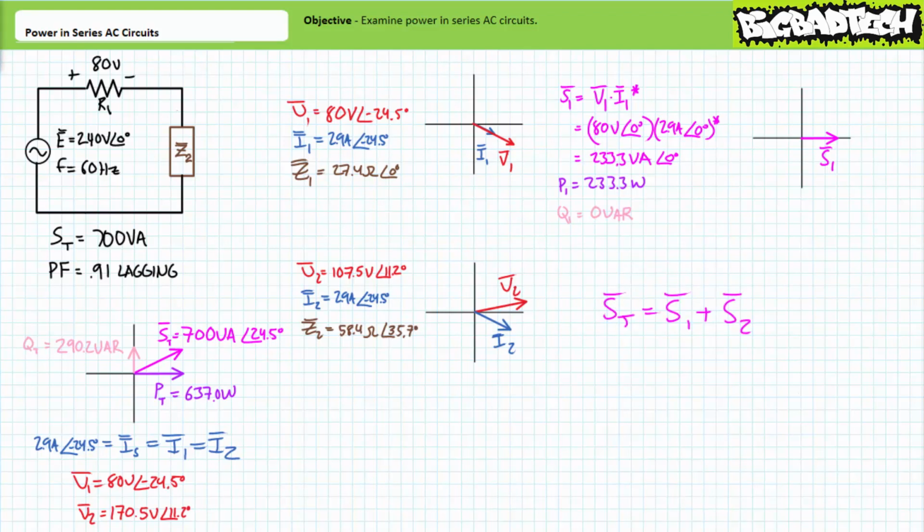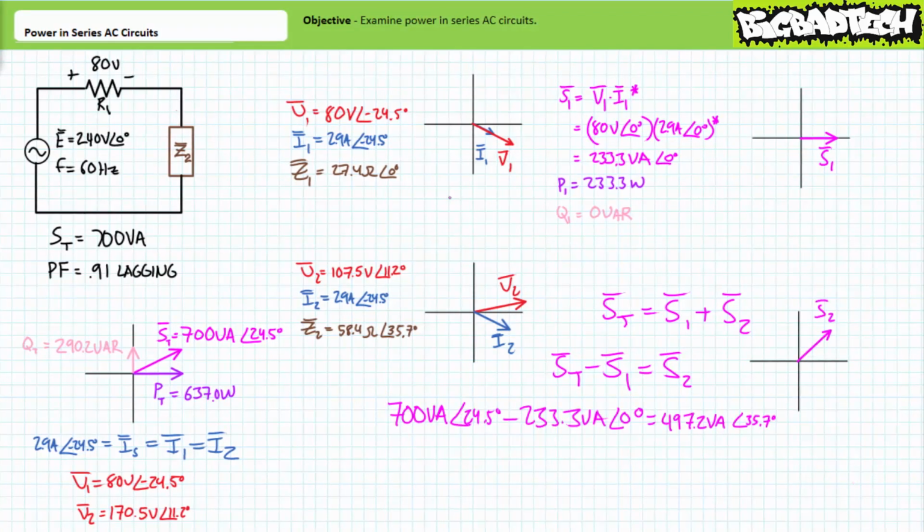Given apparent power in equals apparent power out, and the fact that we know total apparent power, and we just solve for apparent power delivered to element 1, we can rearrange this equation to solve for apparent power delivered to element 2. Substituting in our given values, we arrive at an apparent power figure of approximately 497.2 volt amperes at an angle of 35 degrees.